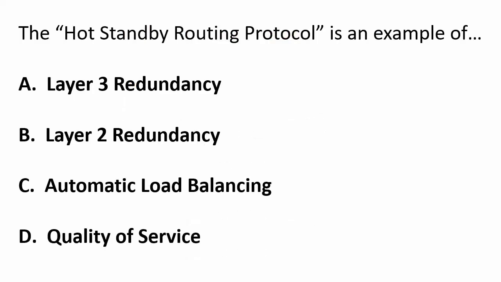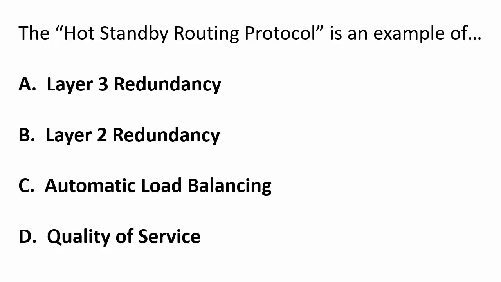Good stuff there. Now, the hot standby routing protocol. What is it an example of? Is it an example of layer 3 redundancy, layer 2 redundancy, automatic load balancing, or quality of service?